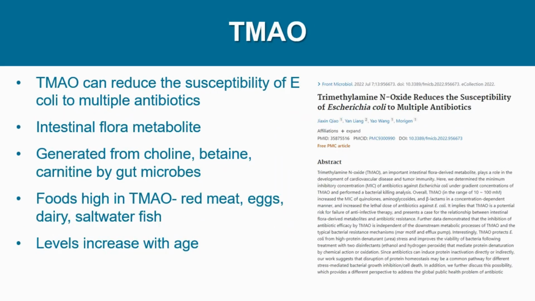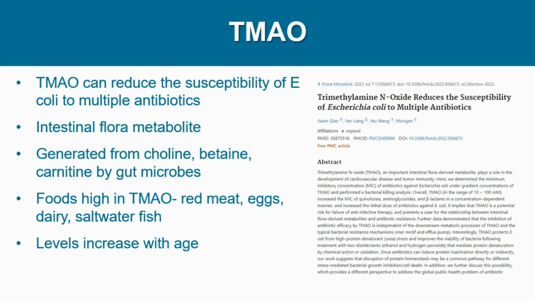There's something to be aware of called TMAO, trimethylamine N-oxide, which can reduce the susceptibility of certain infections like E. coli to multiple antibiotics. It is generated from choline, betaine, and carnitine by gut microbes, and there are foods that are very high in this, such as red meat, eggs, dairy, and saltwater fish. And unfortunately, levels of TMAO increase with age.